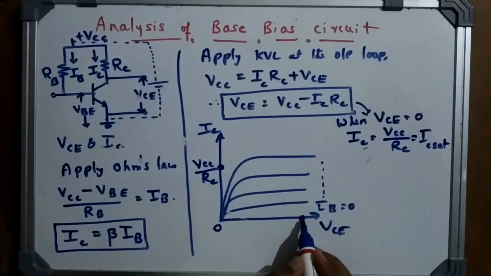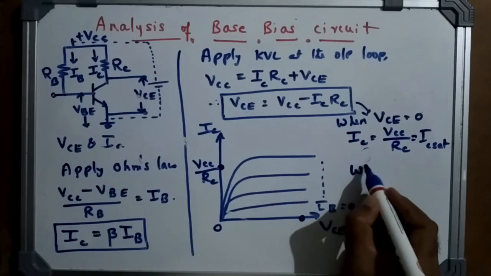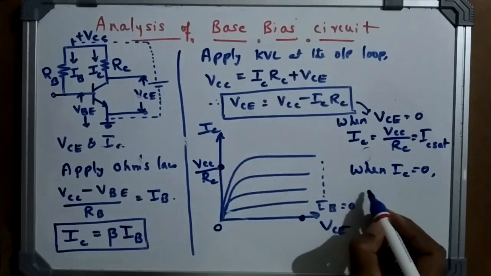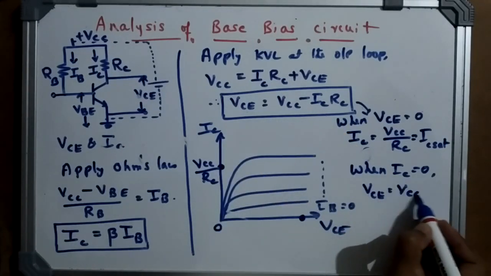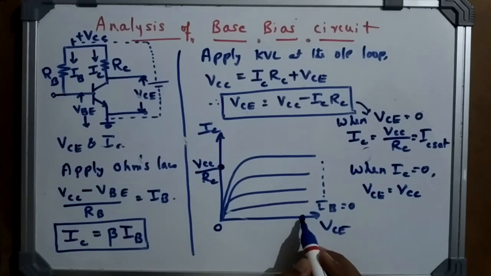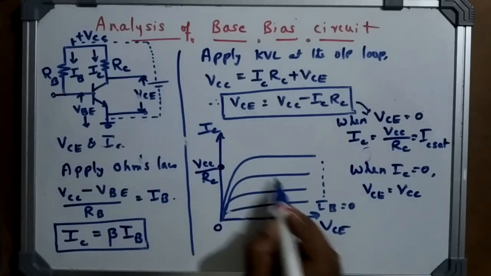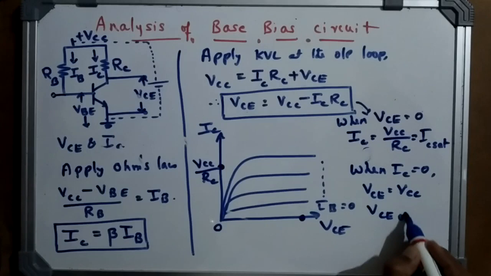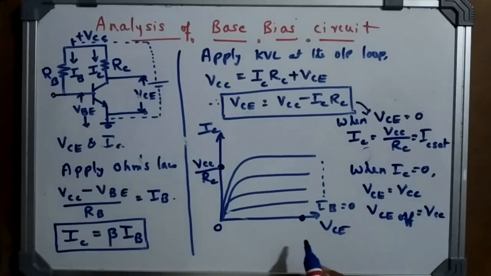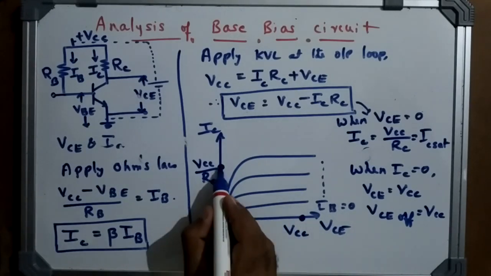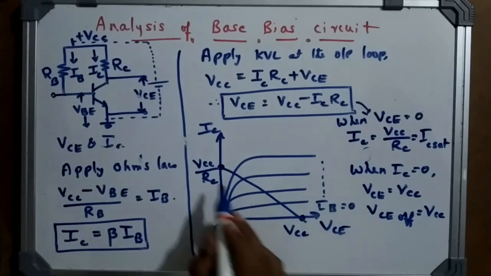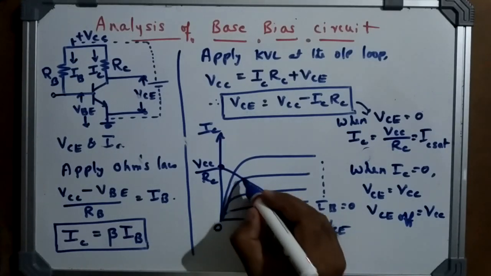Now another point you get when IC is equal to 0. When IC is equal to 0, what you get is VCE equal to VCC. This point is in the cutoff region of the transistor, because this is the cutoff region, this is the active region, and this is the saturation region. So this is called VCE cutoff or off, equal to VCC. If you join the two points, it will be a straight line. This straight line is called the DC load line.